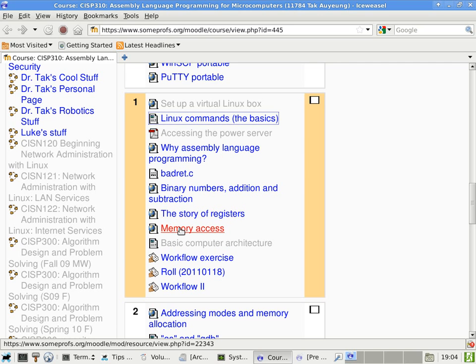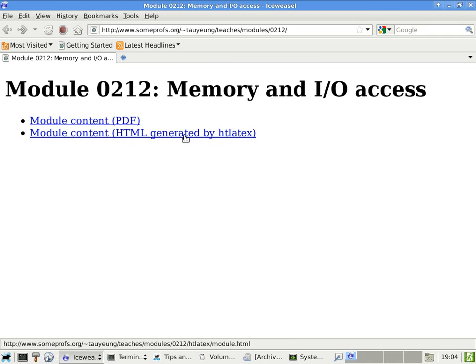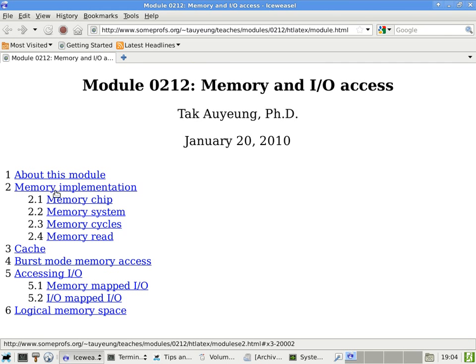So what we'll do today is talk about memory access, because last time we talked about registers. Registers are great because they can keep up with the computation power of your processors, but they have one downside. There are not a whole lot of registers. So we need memory in order to store programs and store the data and stuff like that.